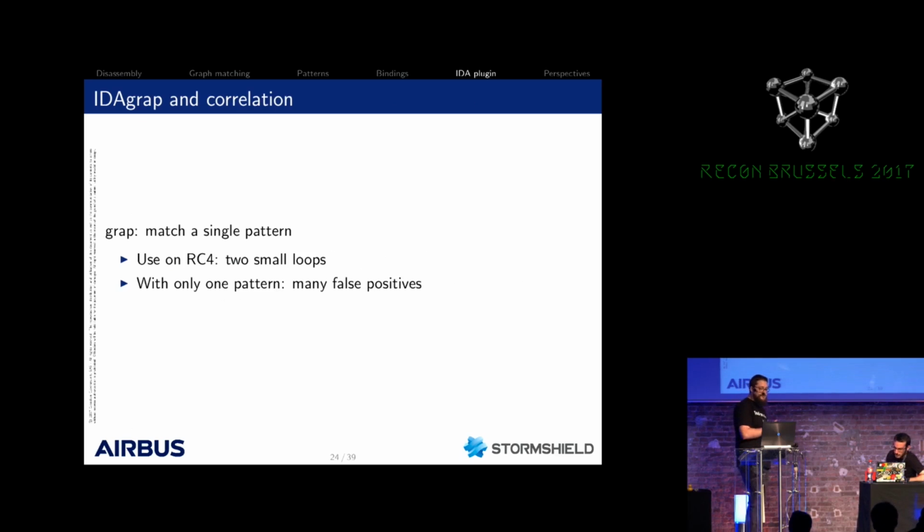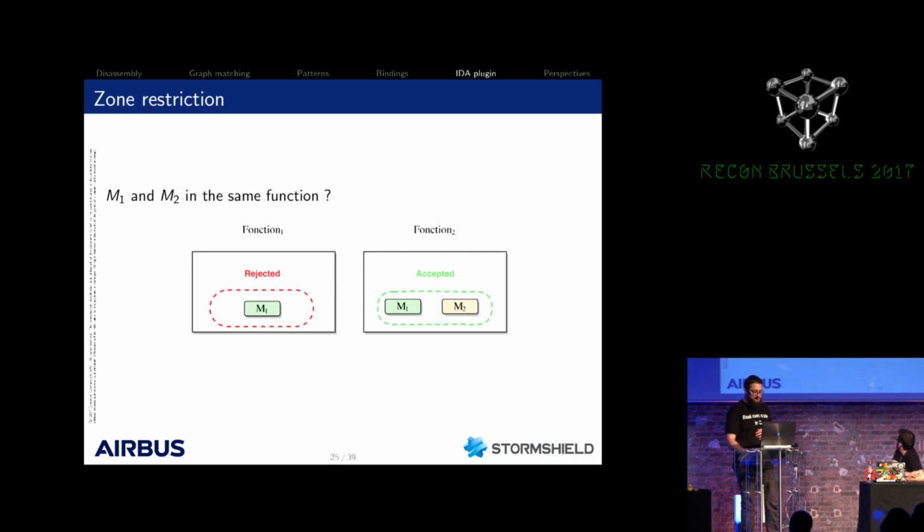So, matching a single pattern. For example, for RC4 set key, we have 2 small loops for the initialization. And if we create just one pattern for those 2 loops, we have a lot of false positives. So we create some filter techniques. It's quite simple and obvious.